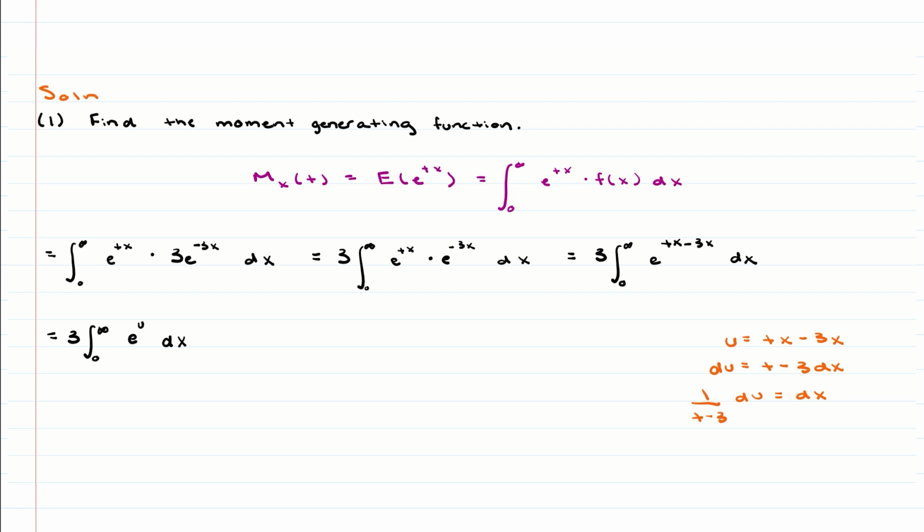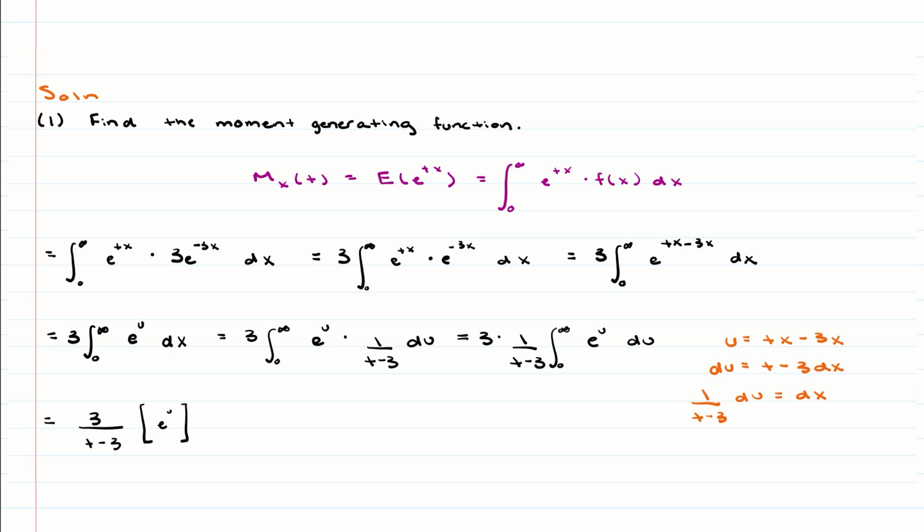which equals dx. So now plugging back into our integral, we'll have 3 times the integral from 0 to infinity of e raised to u times 1 over t minus 3 du. Because we're integrating with respect to u, this 1 over t minus 3 piece is a constant, basically. So we'll move it to the outside of the integral. And now we'll go ahead and evaluate the integral. We have our constant, 3 over t minus 3, times the integral of e raised to u, which just equals e raised to u. And this is from 0 to infinity. At this point, we'll need to plug back in for u. And when we plug in our bounds, we end up with 3 over t minus 3. So this is our moment generating function.